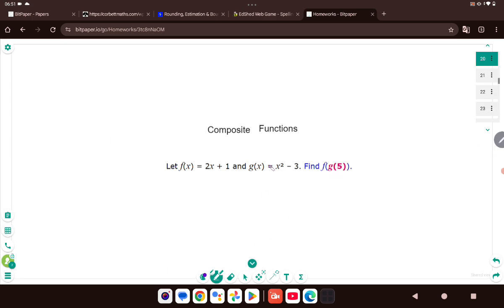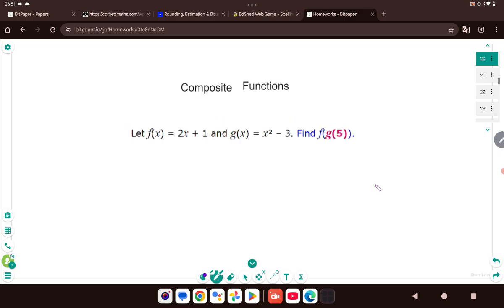Composite functions. So this would usually be shown like this: f of g of x. And you can kind of see with the way they've shown it here, you have to work out the bit closest to the x first. So we'd work out the g of 5 and then put it in the f. So what is the g of 5 first? 5 squared minus 3. 25 minus 3 is 22. You now need to replace x with 22 in f.